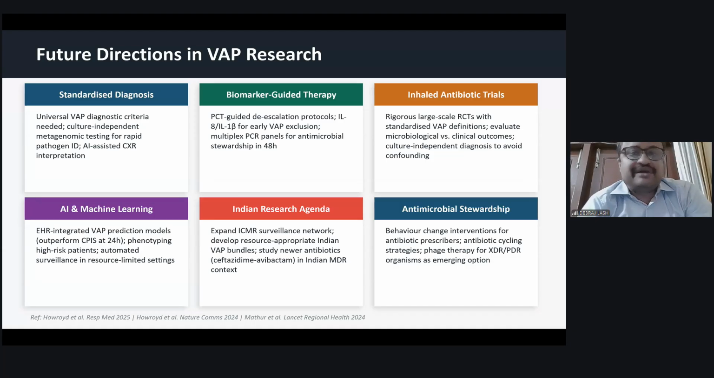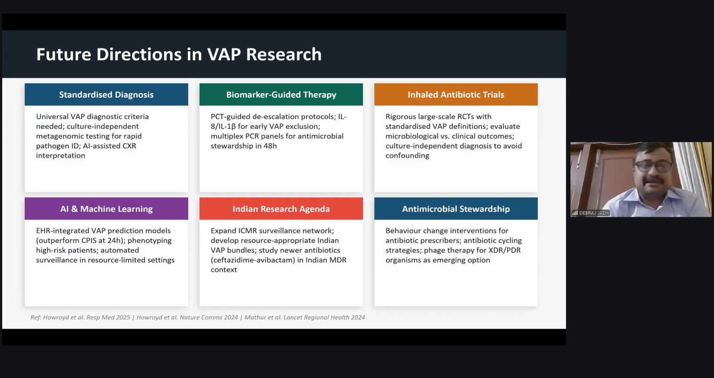Future direction in VAP research: standardized diagnosis, universal VAP diagnostic criteria. A long time has gone, and there is no new guideline of VAP diagnostic criteria. Biomarker guided criteria: some better biomarker compared to procalcitonin may come in the near future.